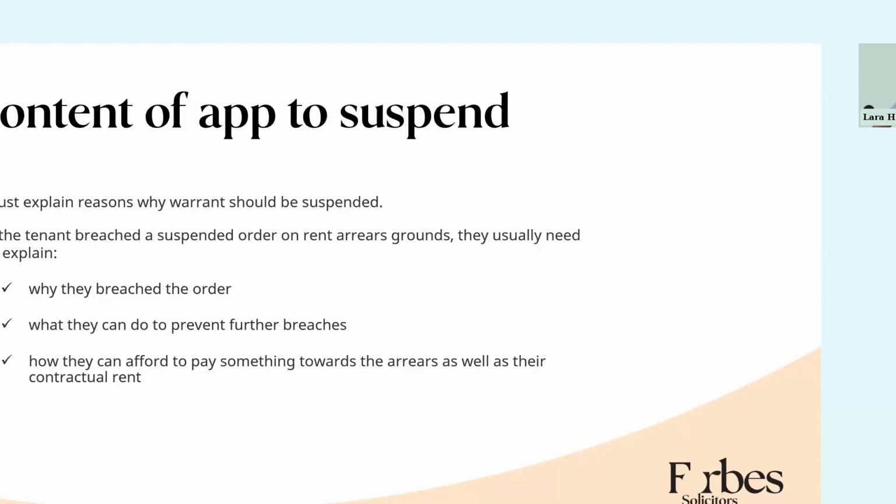And if they've breached a suspended possession order, for example, on rent arrears grounds, they'd need to explain why they've breached the order, what they can do to prevent further breaches, and how they can afford to pay something towards the arrears as well as their contractual rent. So they would need to make sure they're addressing all of those issues within their application. If they've had debt or benefits advice, they should also refer to this when explaining what they can do to avoid breaching the order again. So it's advisable that they put all of that information in their application to suspend.